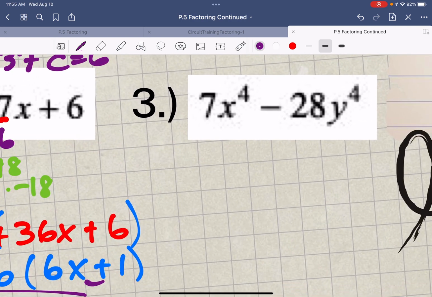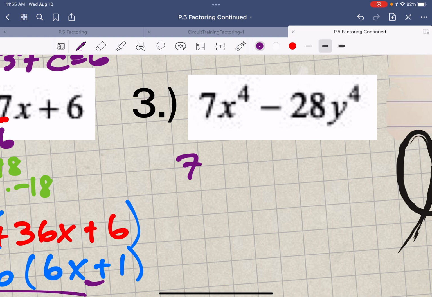All right, and looking at this one. Okay, again, I'm going to go ahead and ask the first question. Is there a greatest common factor? In this case, there is. There is a greatest common factor. It's going to be 7 because 7 will divide both of those numbers.